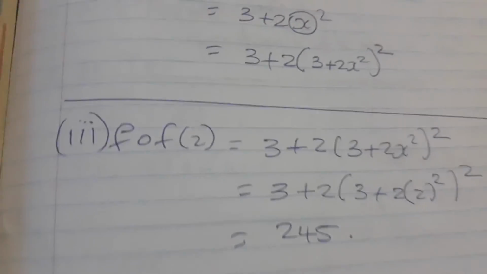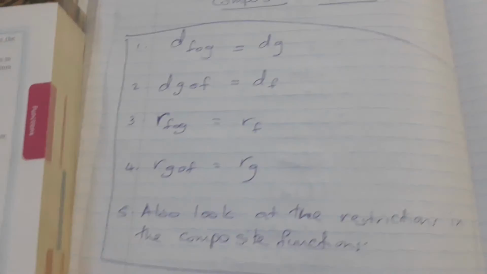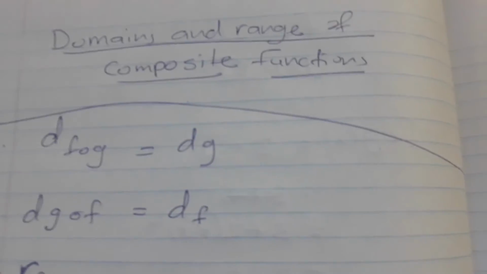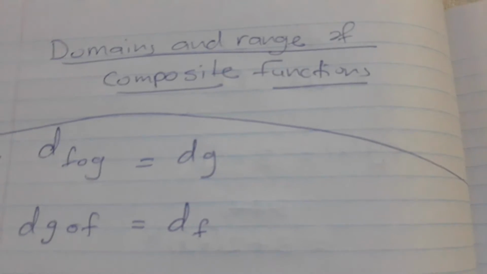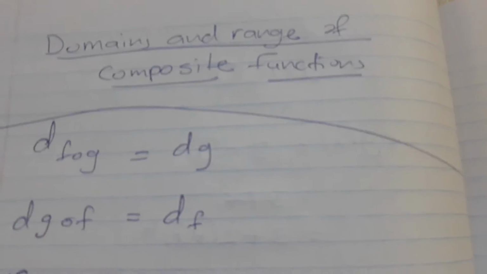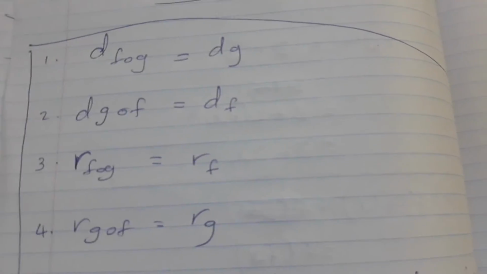Okay, we're going to look at the example from the textbook, Example 13 on page 86. And before we go on to that example, here are some important things about the domain and range of composite functions. I've given the rules here, and they will help you get the domain and range.